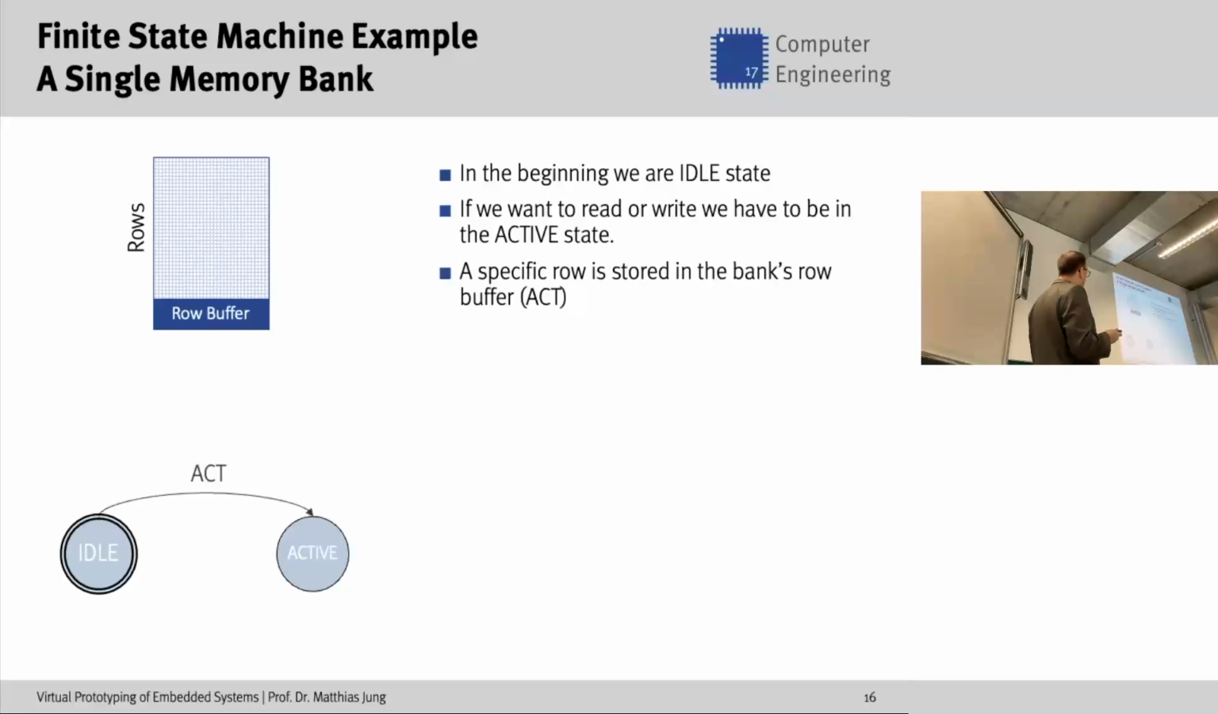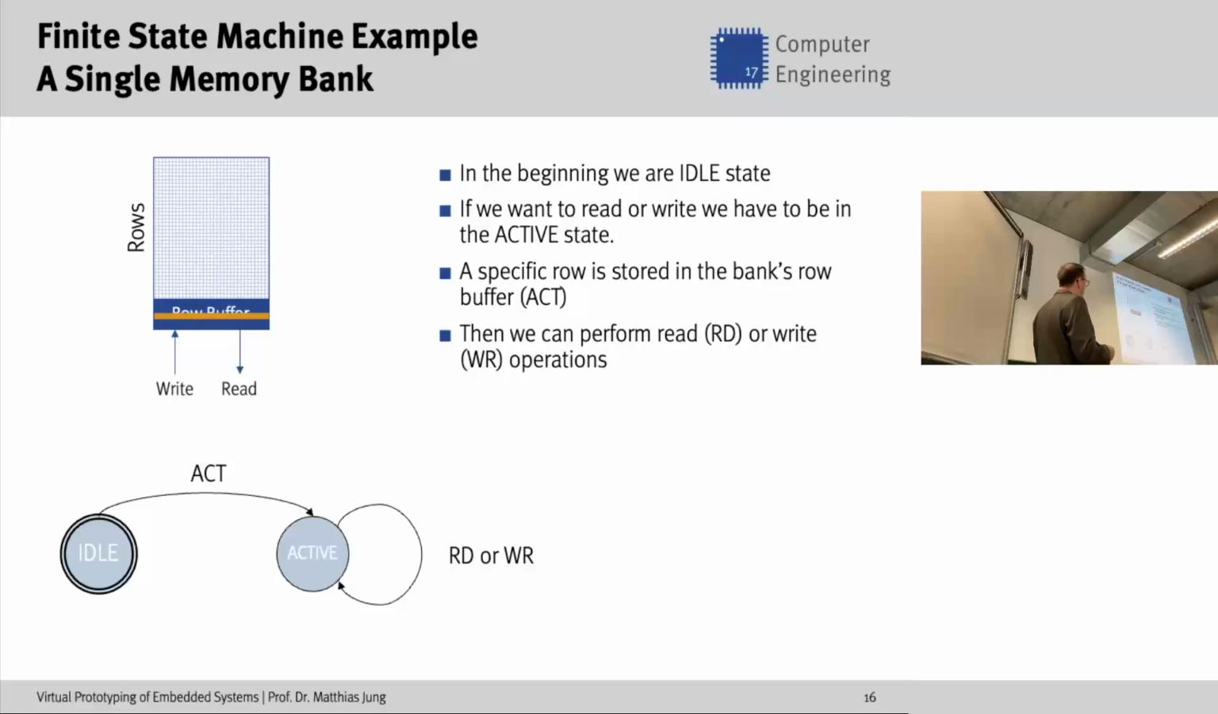If we issue the activate command, then the data is basically copied to this row buffer. And this is what we see here. So we are in the idle state, we send an activate command, and then we are in the active state. Now we can do reads and writes. We can do write operations to this data, we can do read operations, but then the data is not yet stored in the final destination row, it's just in this row buffer.